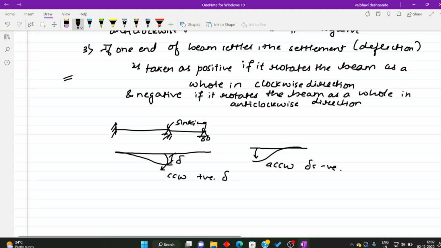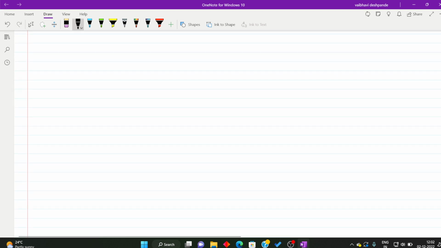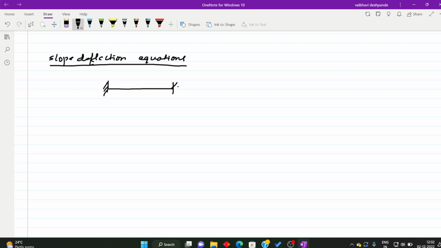Okay, next, slope deflection equations. First, let us take a beam like this. Suppose take any loading, there is a UDL. Then the fixed end moments here, if this is A, this is B, then MFAB, and this is MFBA.